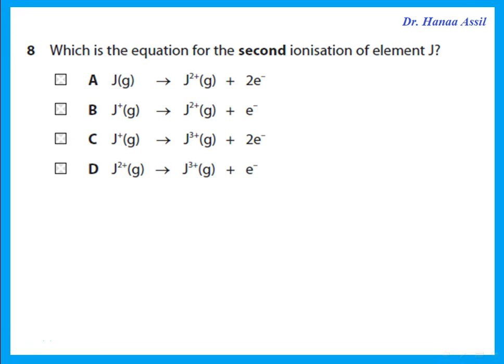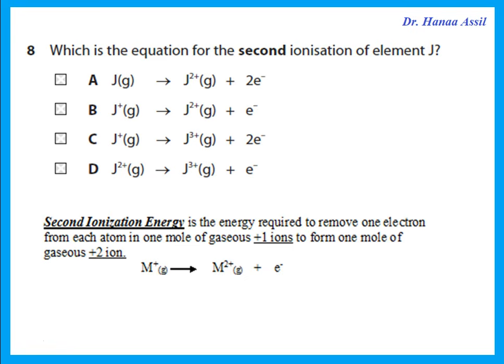Which is the equation for the second ionization of the element J? Okay, what do we mean by second ionization? You should remember, second ionization energy is the energy required to remove 1 electron from each atom of what? 1 mole of gaseous +1 ion. So for a second ionization energy, I am starting with +1. So my answer has to be B or C. To form 1 mole of +2, because we're removing only 1 mole of electrons, so this is my answer.